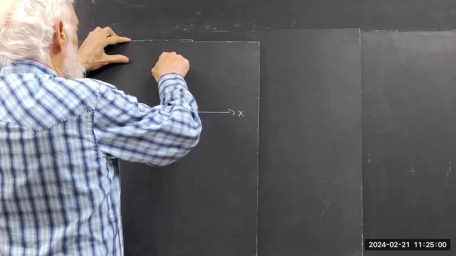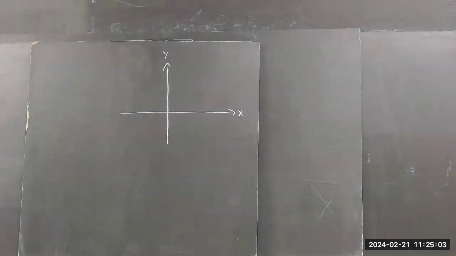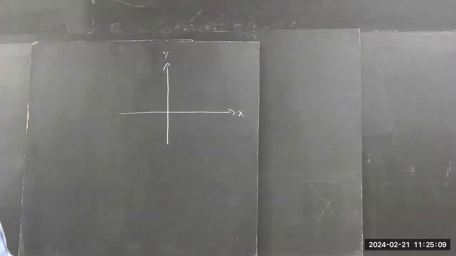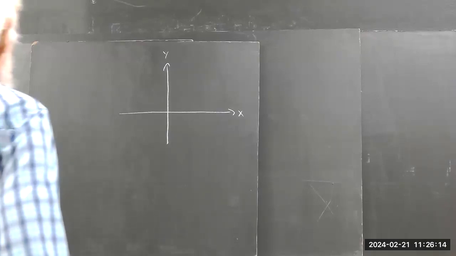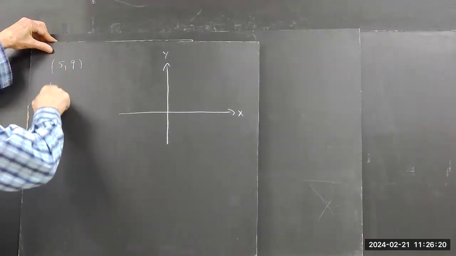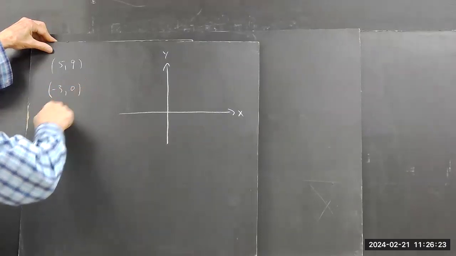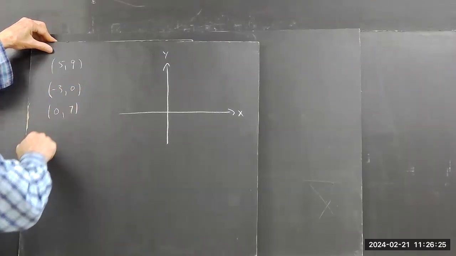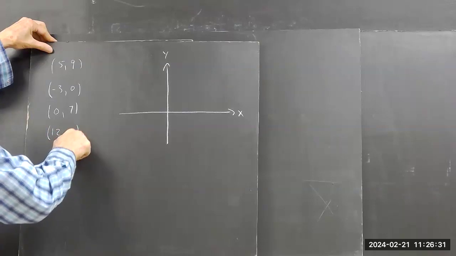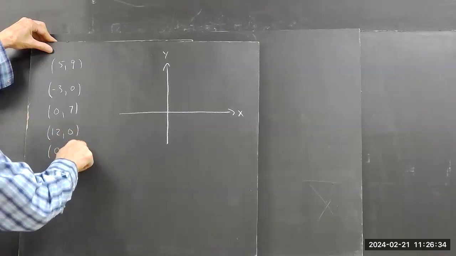Here's an x-axis and here's a y-axis. I'm going to ask you if you could write down the coordinates of three points on the x-axis, any three points you want. Give me the ordered pair for any three points on the x-axis. Let me ask you to do this. Let's take 5, 9. The point negative 3, 0, the point 0, 7, and the point 12, 0, and the point 0, 14.